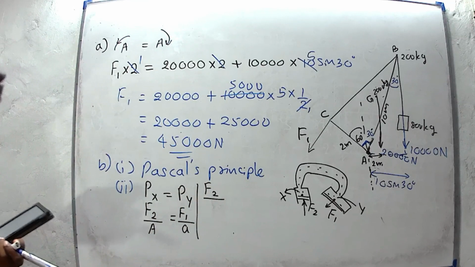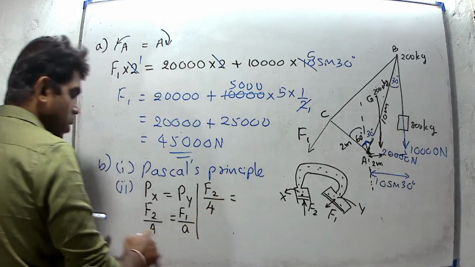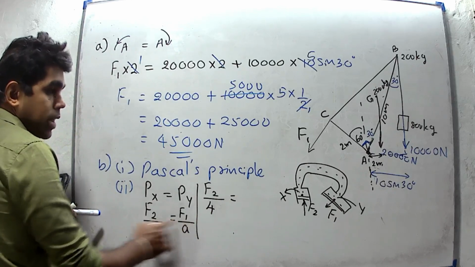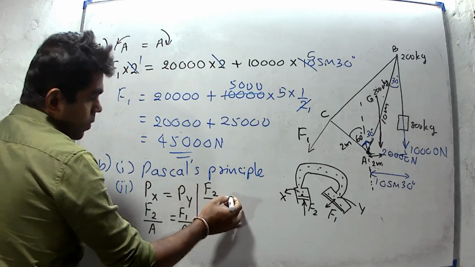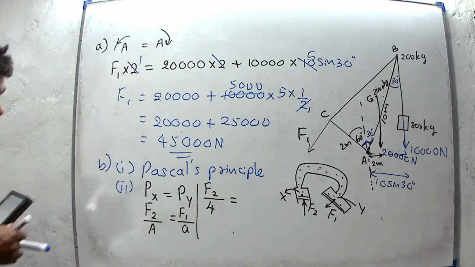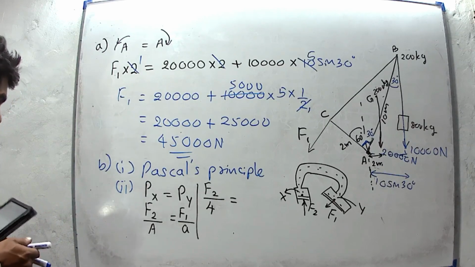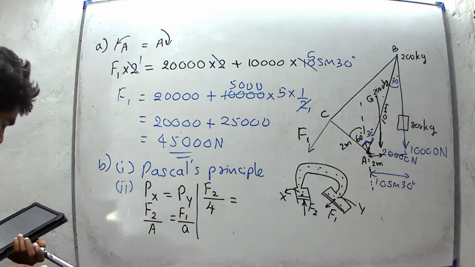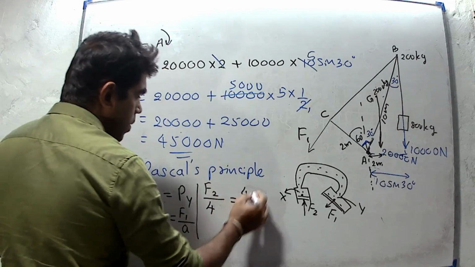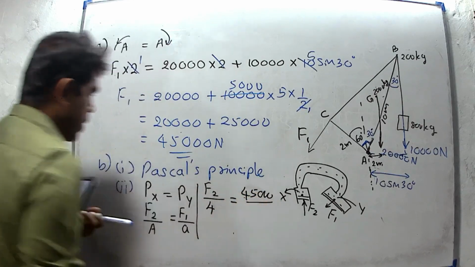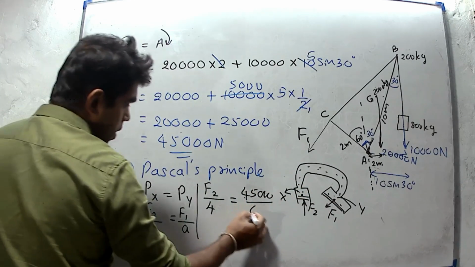Area of master pump is given as 4 square centimeters. I will use square centimeters because we are using square centimeters for both sides. We can cancel it out, therefore the unit conversion from square centimeters to square meters is not compulsory. F2 over 4 equals F1 divided by area. F1 force is found as 45,000 divided by the area of this pump, which is given as 60 square centimeters.